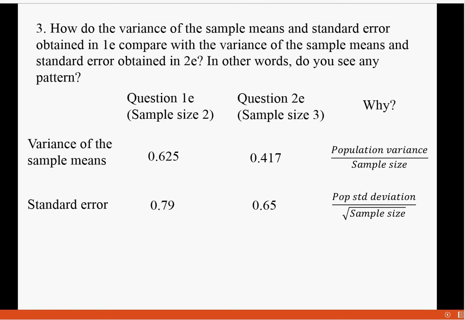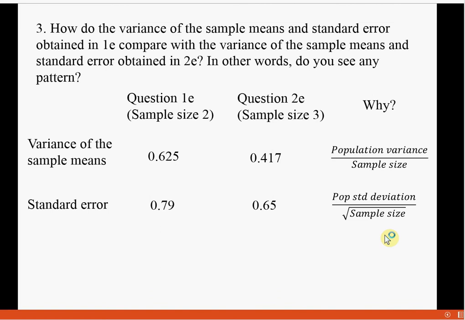And that means that the estimation is more accurate. It's closer to the true mean. So you want the estimation to be accurate. Therefore, you want to reduce the variance. You want to reduce the standard error. How do you do that? We just see this here. If you increase the sample size, the variance or the standard error will reduce.